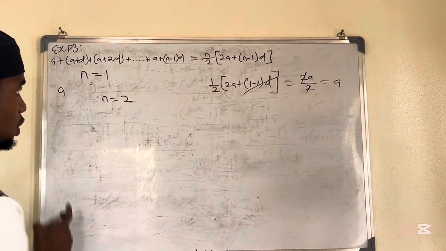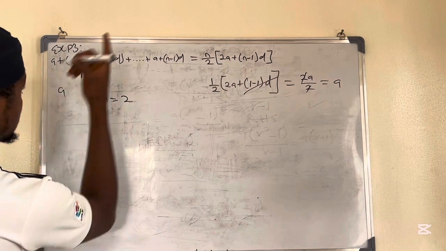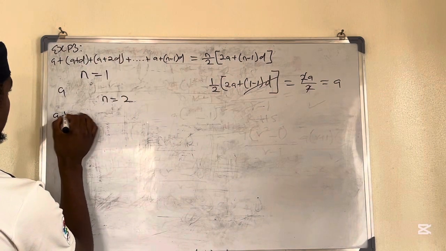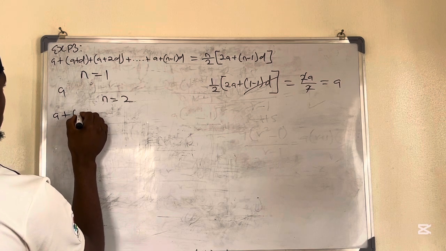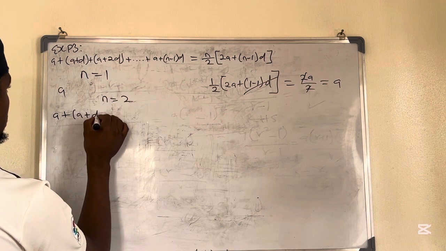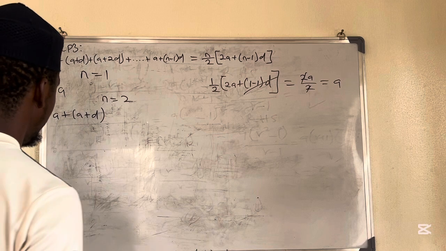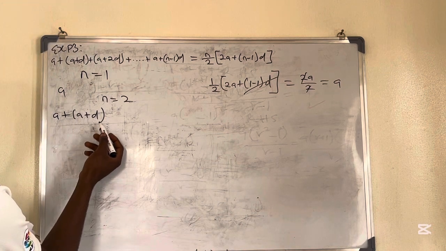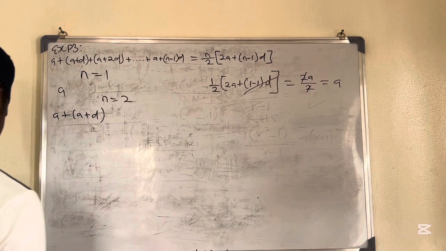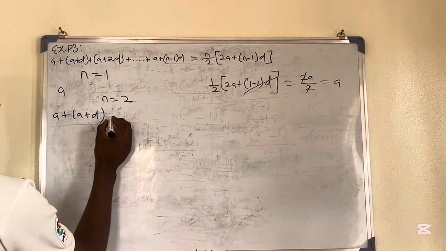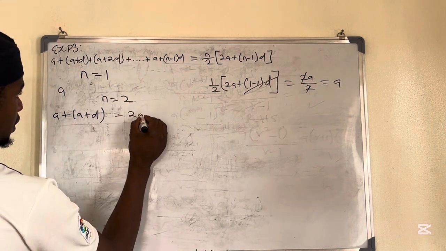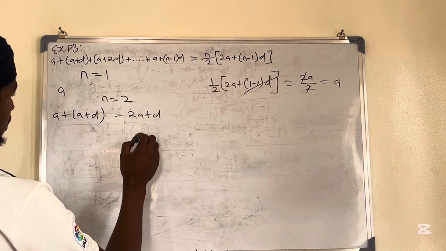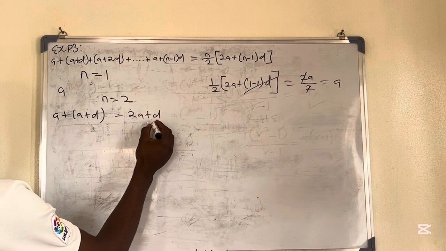Remember, for the left hand side, we're just going to deal with what? The first and the second term. We're multiplying the first and second term, which is a plus into a plus what? d. So you see, a multiplied by a plus d, so we have 2ad. So this is our n for the left hand side. This is what we get.